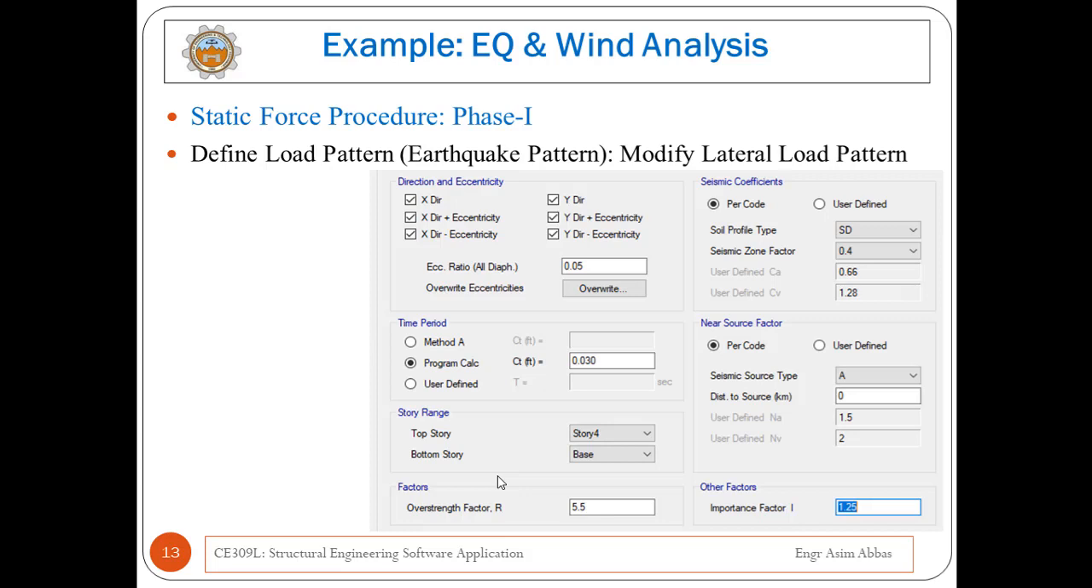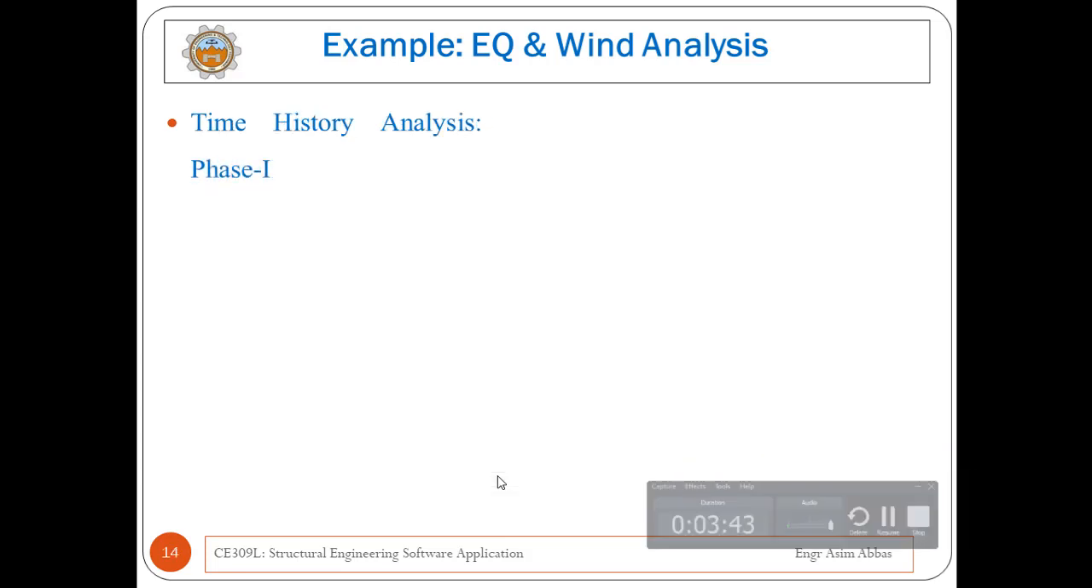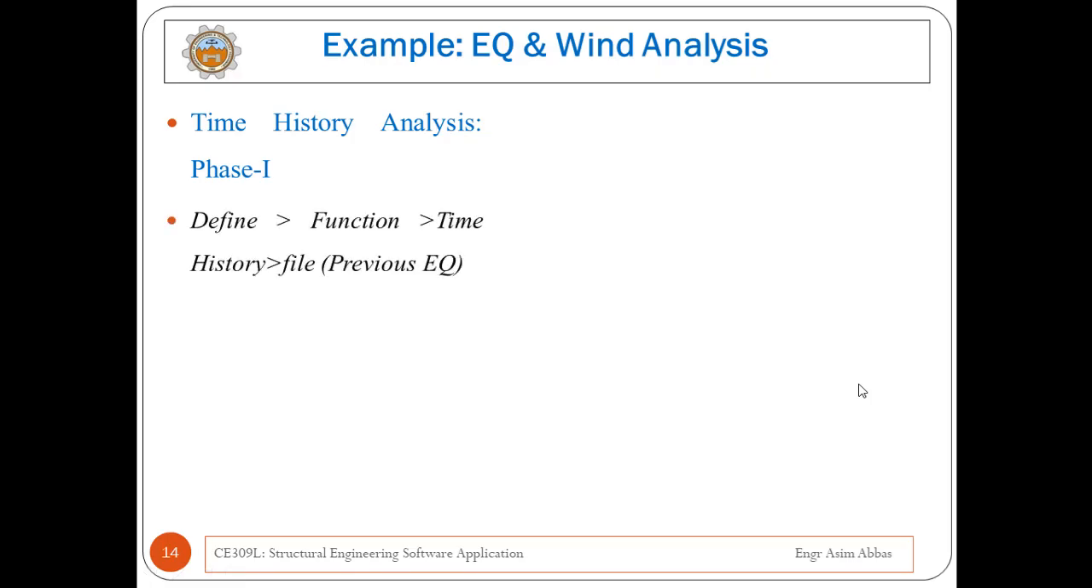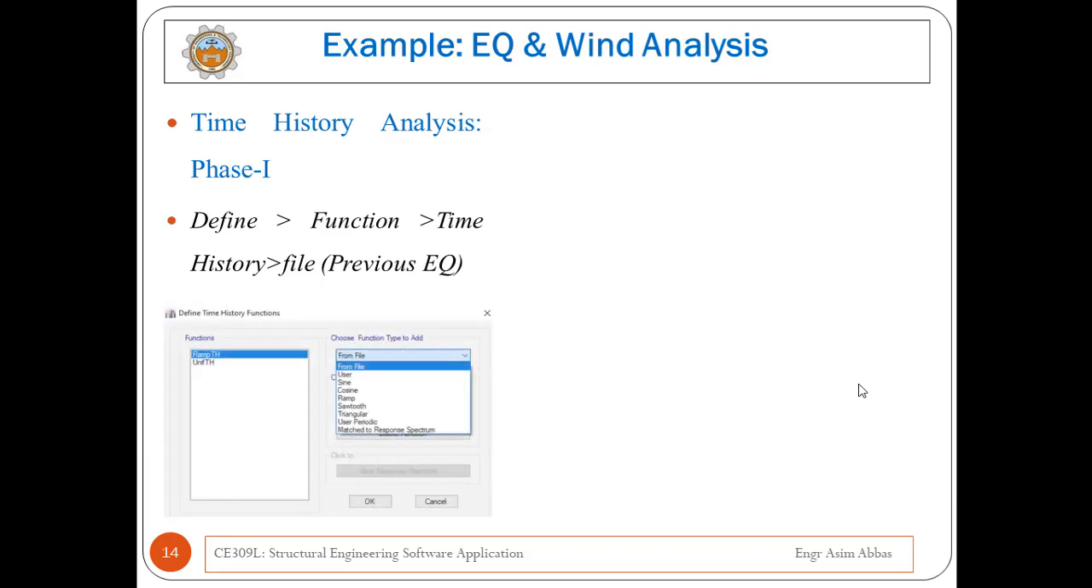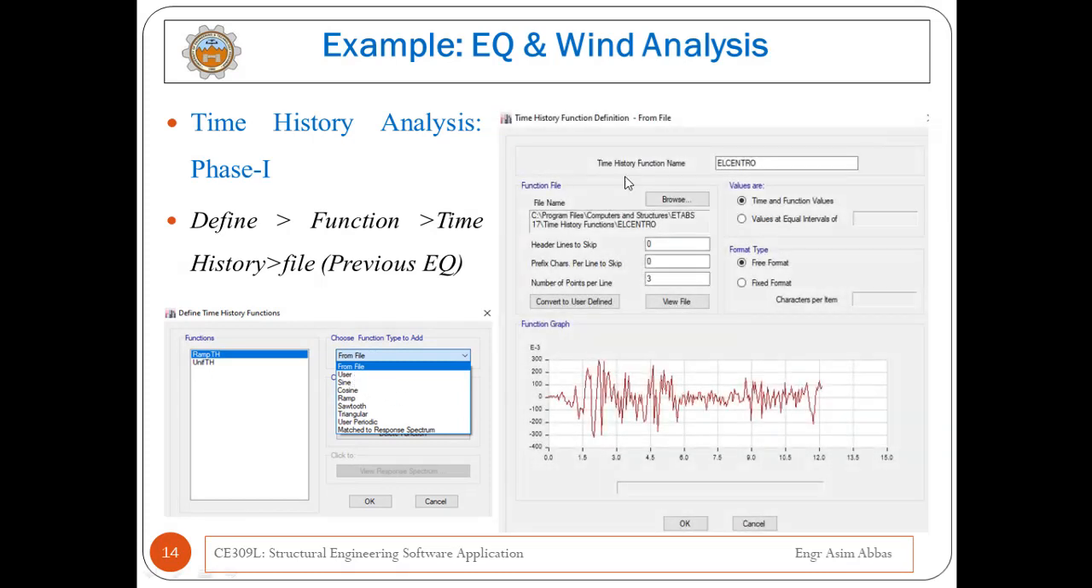Once this step and all the rest of the steps are completed, then we can go to phase 2 and phase 3. In case of time history analysis, we can define a time history function. For that, go to define, then time history. So this window will appear. From here we can choose file, so from file we can browse the relevant time history. For the rest of the information given in this data form, you can refer to lecture number 9.